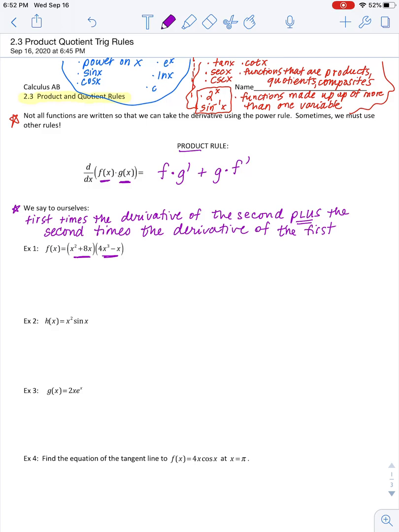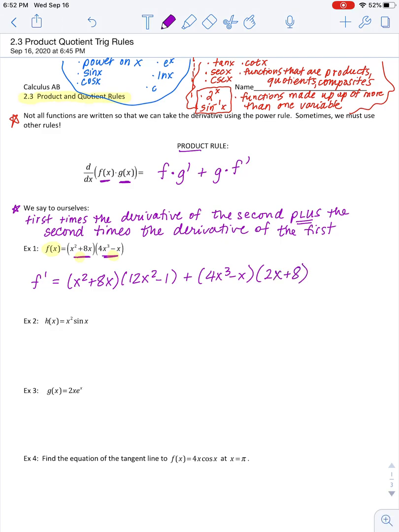So here, what's confusing is now this function is called f, but we know it's comprised of these two first and second functions. So we're going to establish those derivatives. So f prime is going to be the first function, which is x squared plus 8x, times the derivative of the second, which is 12x squared minus 1, plus the second function, 4x cubed minus x, times the derivative of the first function, 2x plus 8.